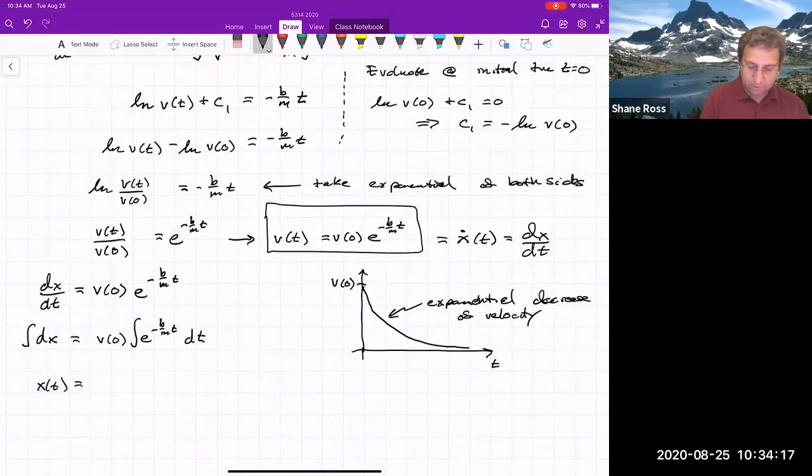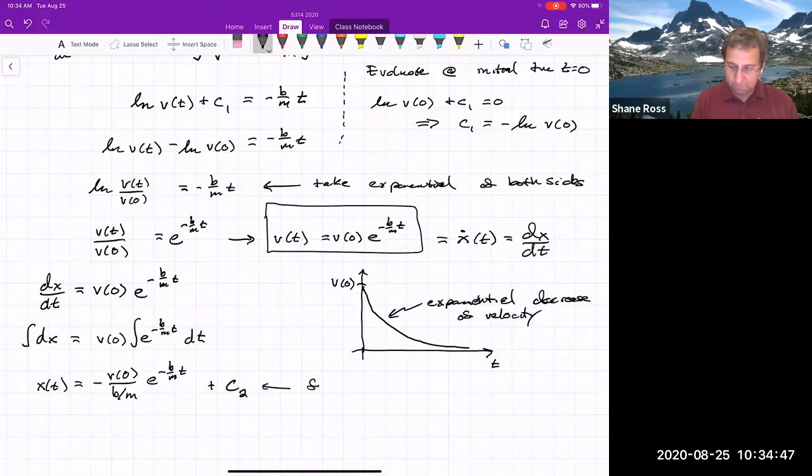x(t) equals, you could look that up, or hopefully you just know it. This is going to be that. Write it the same way, at least, negative b over m t. And since we already had a first constant of integration, I'll call this C2, the second constant of integration. We find C2 by evaluating this equation at t equals 0.